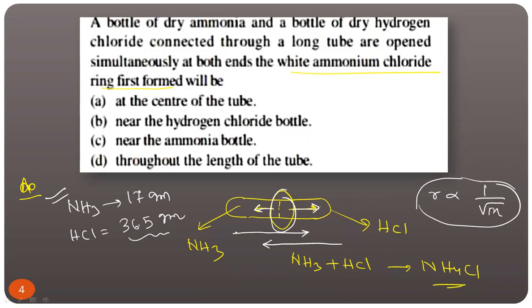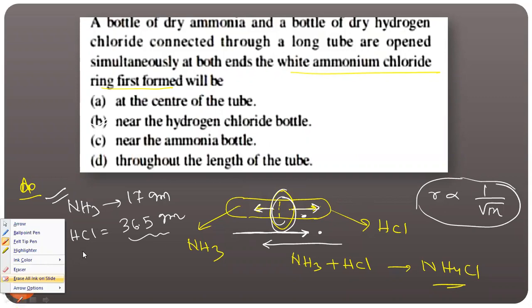So NH3 will move faster in comparison to HCl. So when NH3 moves faster, NH3 will cover more distance, means the NH3 first comes here, then HCl comes here. Means the NH4Cl doesn't form here. It will form this side. Means we will say near the hydrogen chloride bottle. Clear? So what will be the correct option in this case?